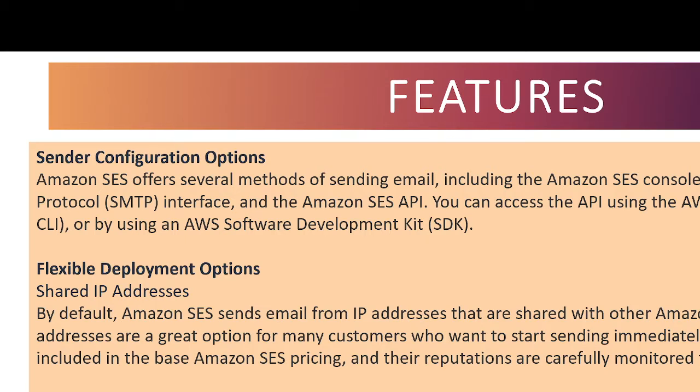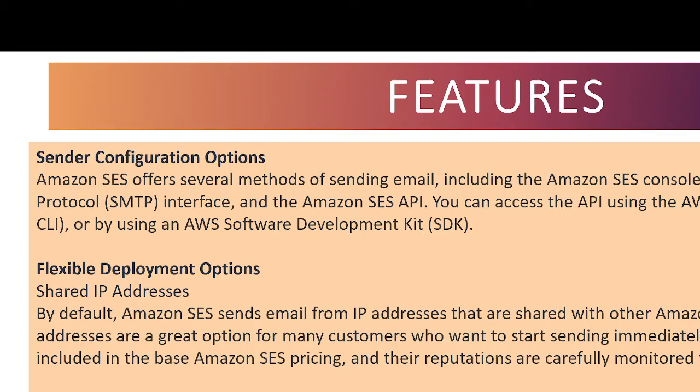Third one, dedicated IP addresses. For customers who want to manage their own IP reputation, you can lease dedicated IP addresses to use with your Amazon SES account. That will be your own. You can also use the dedicated IP pools feature to create pools of these dedicated IPs, or use configuration sets to align specific use cases to specific IPs, which is a great feature.